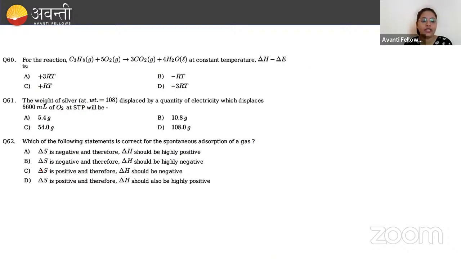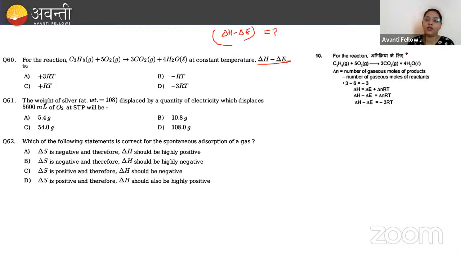For this combustion reaction at constant temperature, what will be the value of delta H minus delta E? We have seen C3H8 reacts with oxygen to give CO2 and H2O, forming 3 CO2 and 4 H2O. So we need to calculate delta n for this reaction. What is delta n? It is the number of gaseous moles of products minus that of reactants. But for water, we need to consider the number of moles.